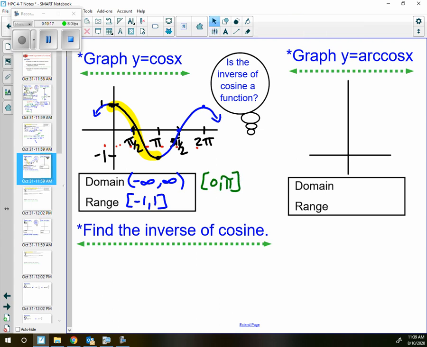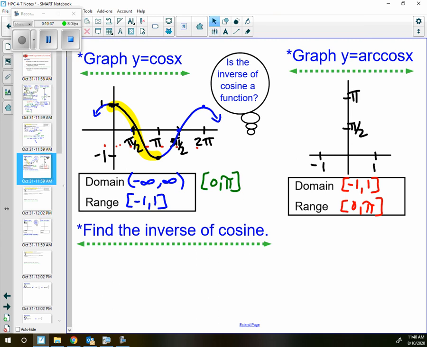Okay, so remember how we find an inverse. We switch the domain and the range, so that means our domain now is going to be negative 1 to 1, and the range is going to be 0 to pi. All right, so let's go ahead and see if we can graph those points then. So I'm going to set up my scale for my inverse, and I'm going to go by pi over 2's again, just like the original function here. So I'm going to go up to pi.